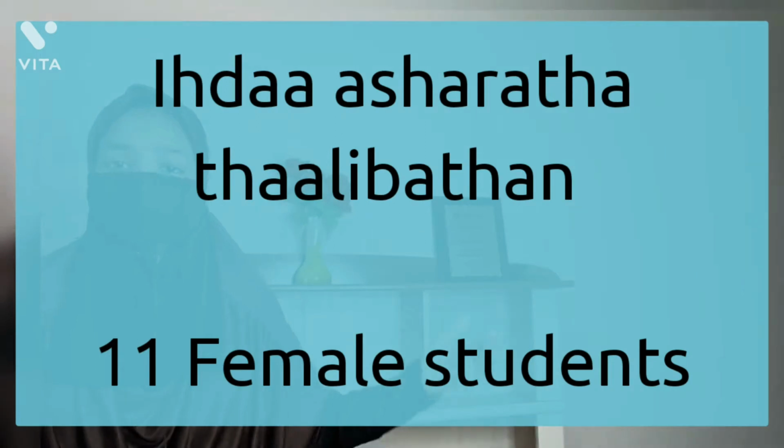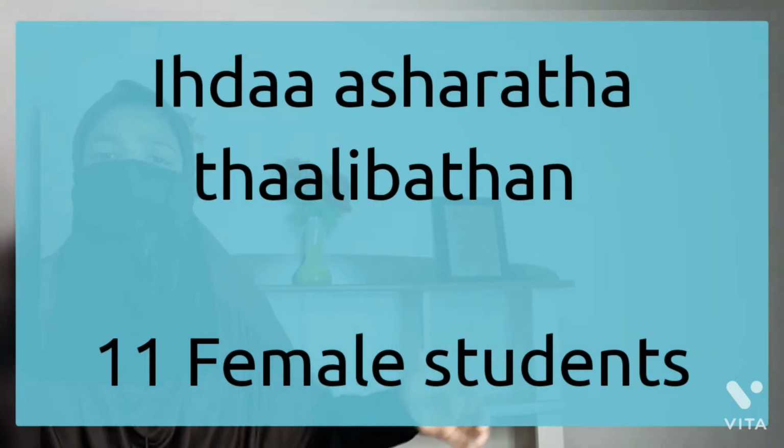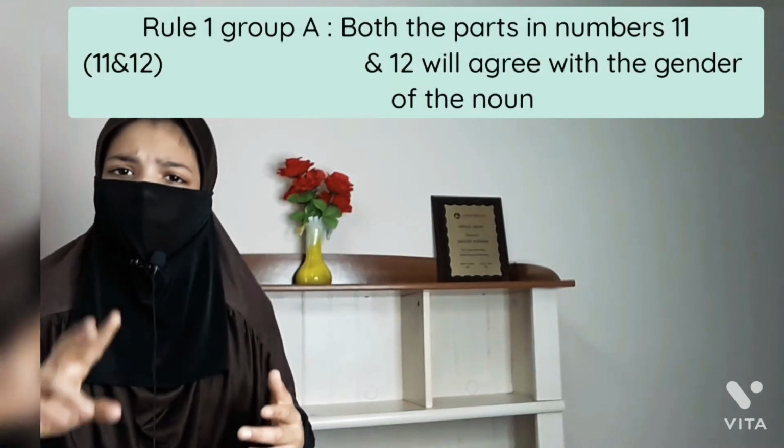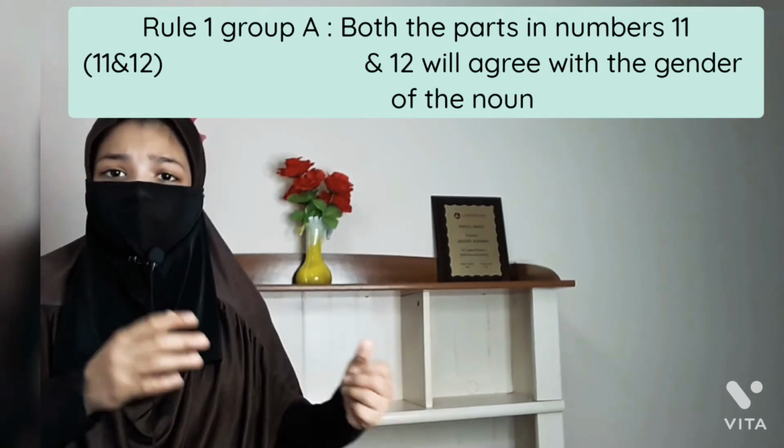Let me give you another example. In case you want to say 11 students in the feminine form, you need to say ihda asharata talibatan. Here you see ihda asharata are both in the feminine form, and talibatan, the noun, is also in the feminine form. So we can say that both parts in numbers 11 and 12 agree with the gender.